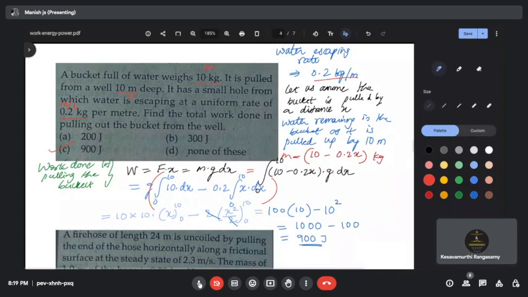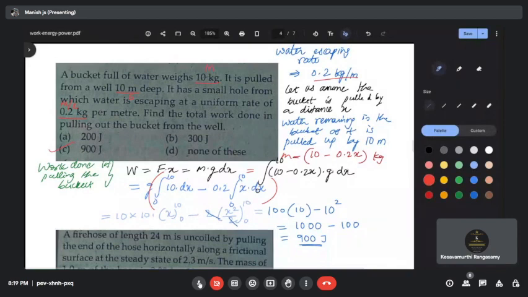After that, we apply the formula. Work done is equal to force into displacement. Force is mass times gravity because you're pulling it upwards, into dx, because I assume that it has been pulled by a very small distance. This is basically for integration, the integrating factor. You call this dx an integrating factor. Then I substitute the mass. We have already found out the mass that would remain in the bucket as it is being pulled up, which is 10 minus 0.2x.